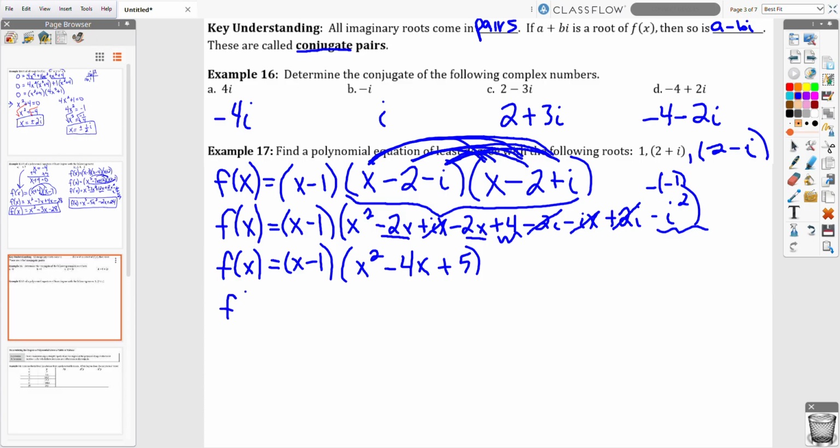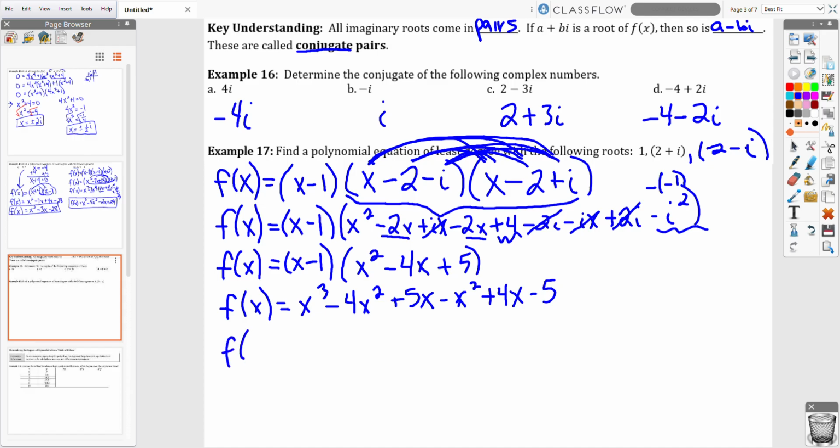So let me multiply it all out. So x times x squared is x cubed. X times negative 4x is negative 4x squared. X times 5 is 5x. And now we need to distribute the negative 1. So that would be a negative x squared. And then a positive 4x, and then a negative 5.